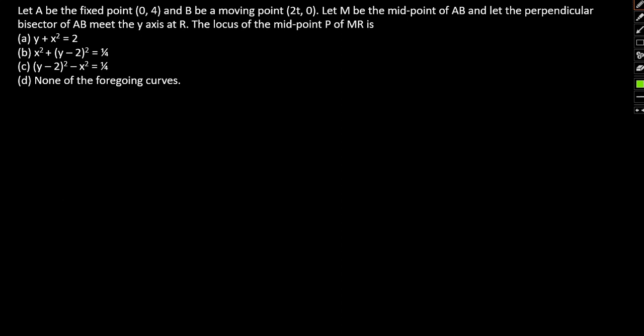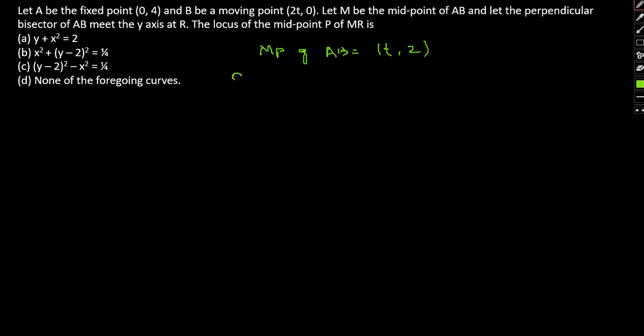Let A be the fixed point (0, 4) and B be the moving point (2t, 0). Let M be the midpoint of AB and let the perpendicular bisector of AB meet the y-axis at R. The locus of the midpoint P of MR is, so basically we need to find the locus of the midpoint. So now what's given is that the midpoint of AB is (t, 2).